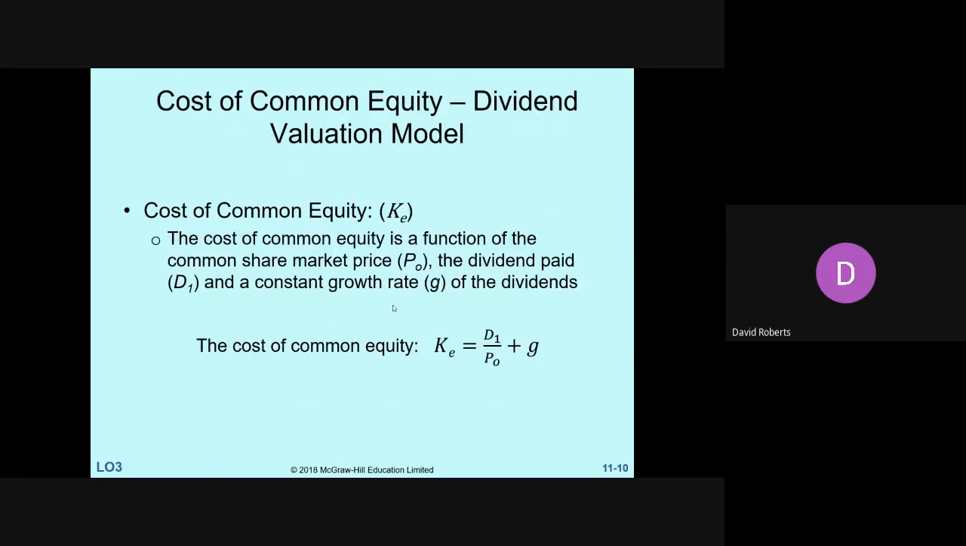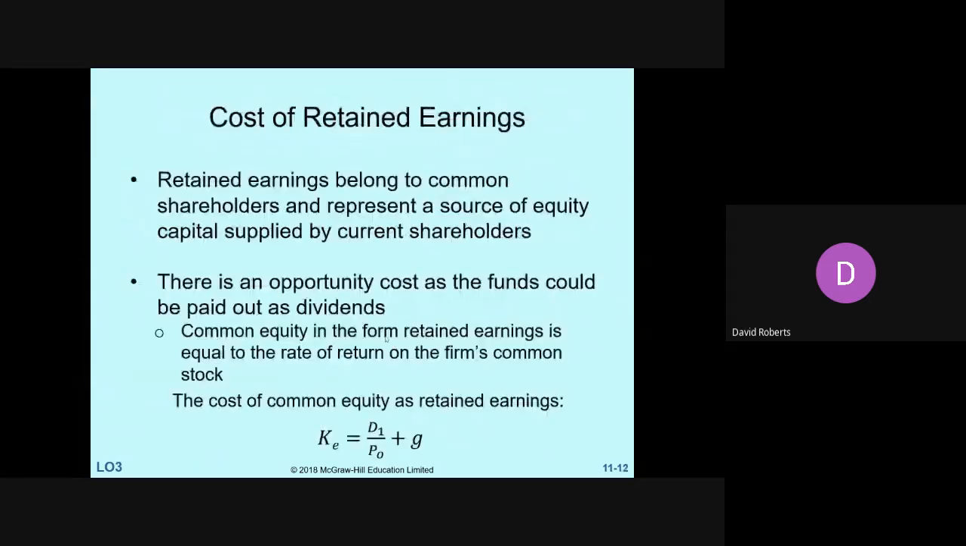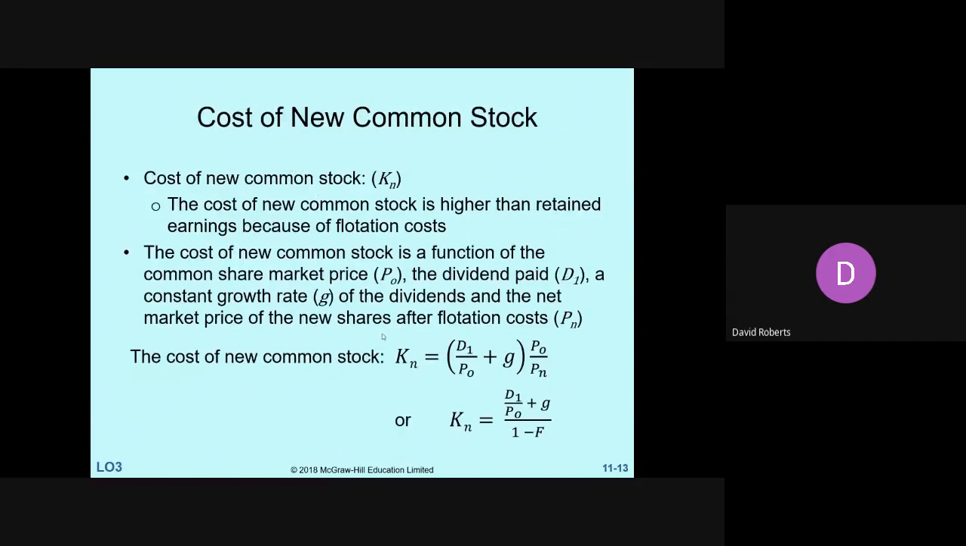Equity, we took this in chapter number 10 for calculating the cost of equity. So the same formula you did in your assignments from chapter number 10. So this is nothing new, just another example of the calculation. Now, same thing with retained earnings, because the retained earnings belong to the common shareholders. So it's KE.